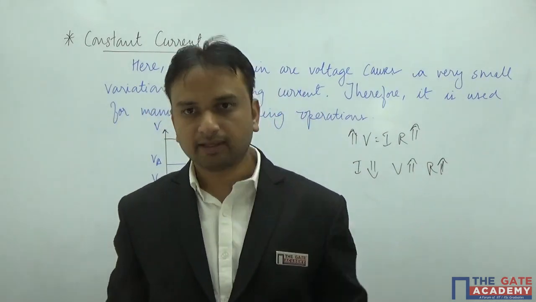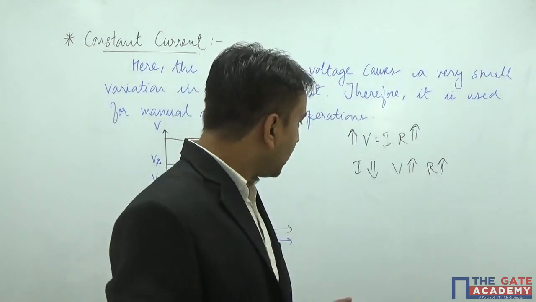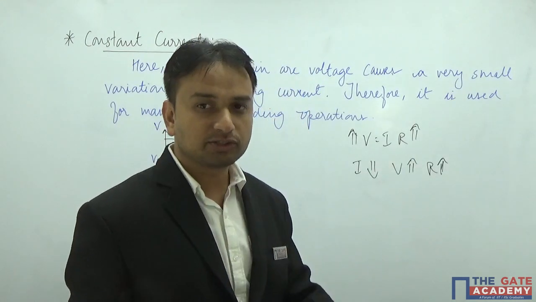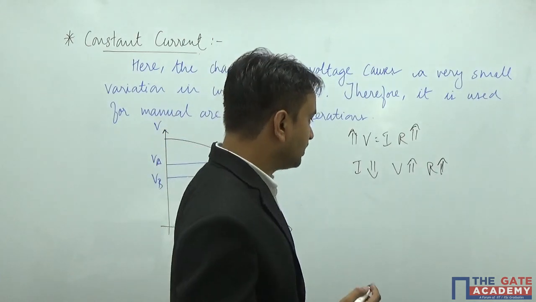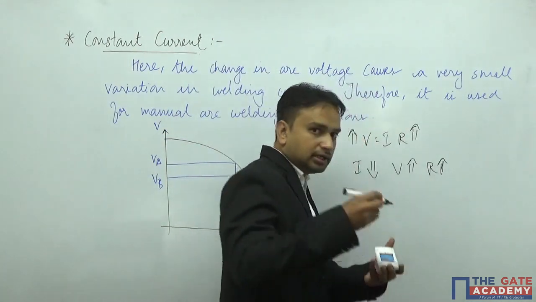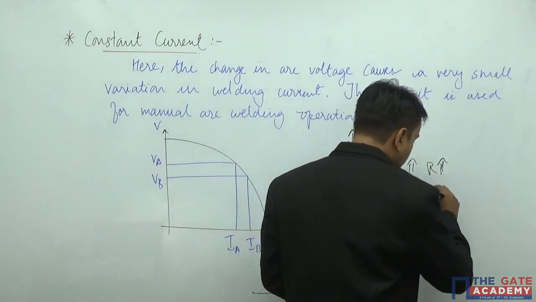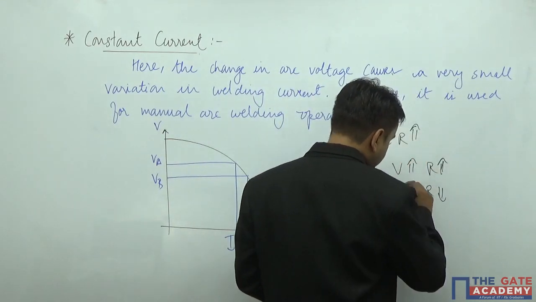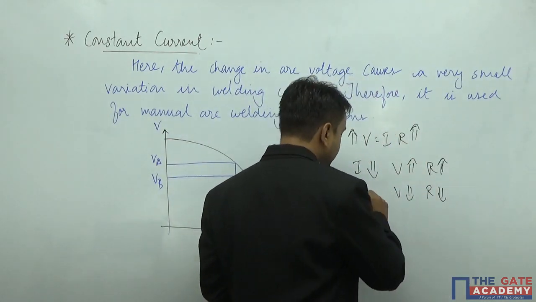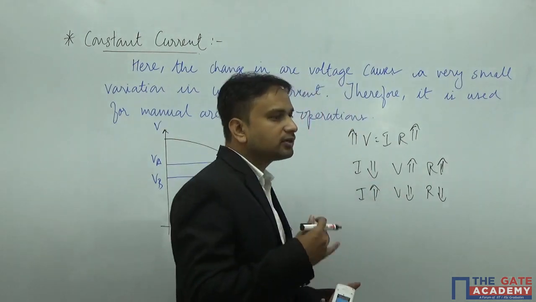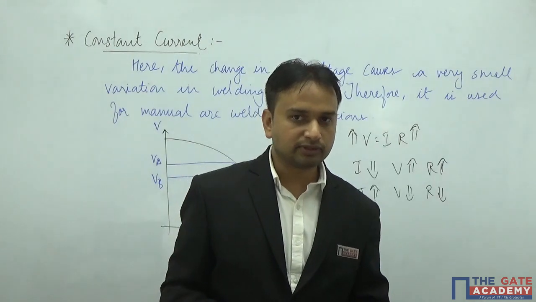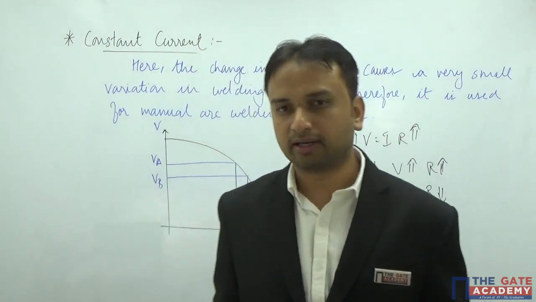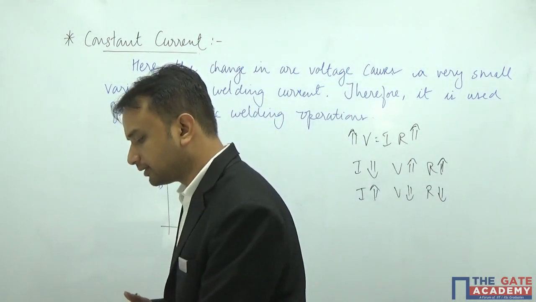Say something. Yes, the current is going to change, it is inevitable, you cannot avoid it. In a similar manner, when the electrode comes closer, the resistance is going to decrease and the voltage is going to decrease, therefore I is going to increase. So there will be a constant change in the level of current drawn, and because of that the weld quality is going to get affected.